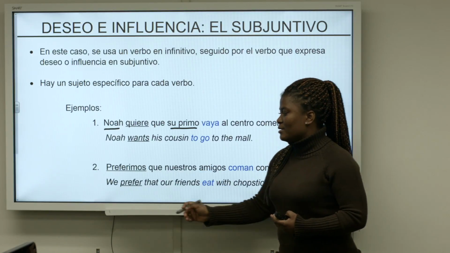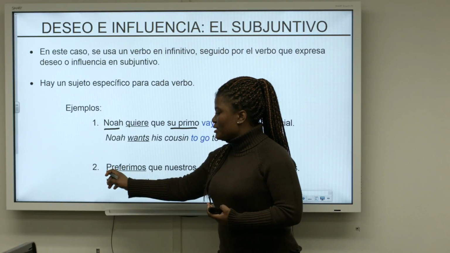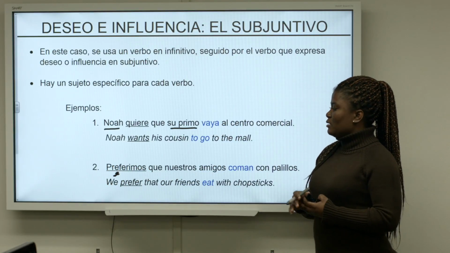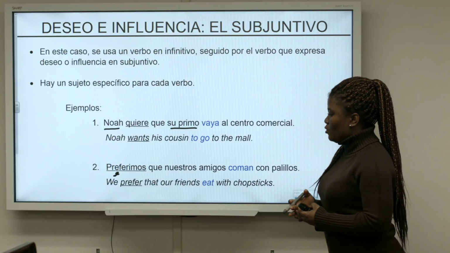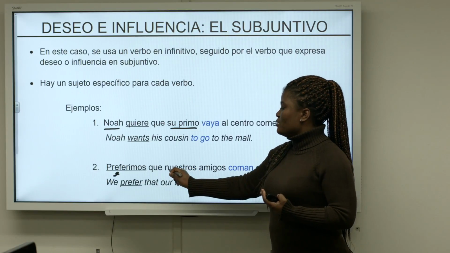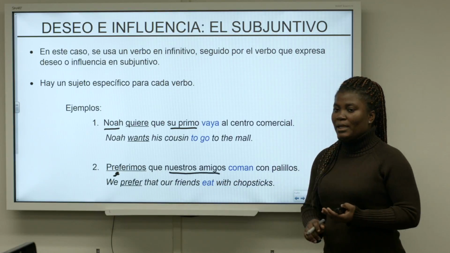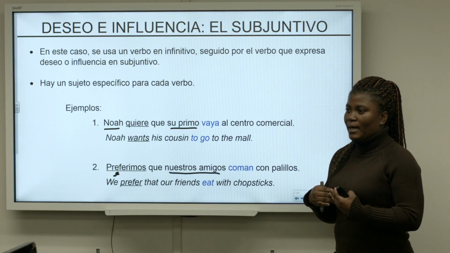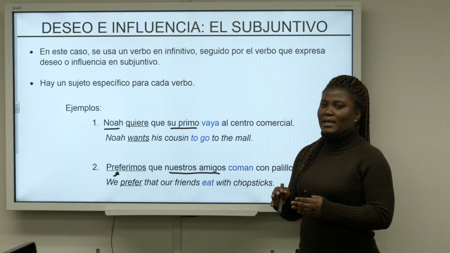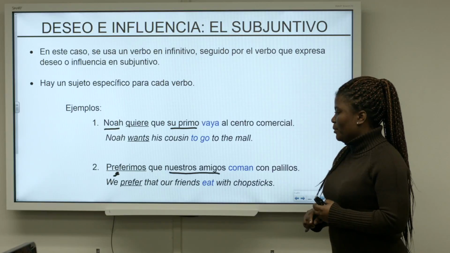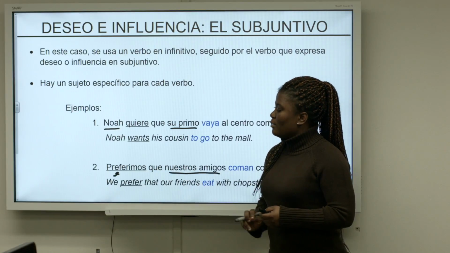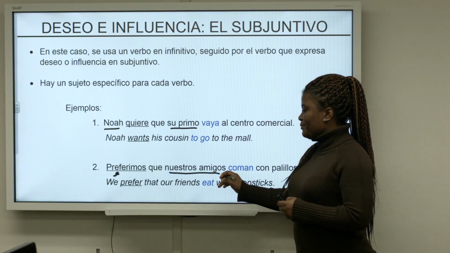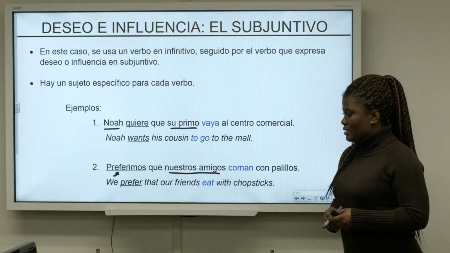Now, we prefer, we are the subject, nosotros, because it's not written here, it is implied in the verb. So, preferimos que nuestros amigos coman con palillos, so they are doing the eating with chopsticks, whereas we are the ones who prefer that they eat with chopsticks. So the subject for the verb preferir is we, nosotros, and then the subject of the verb comer is our friends.